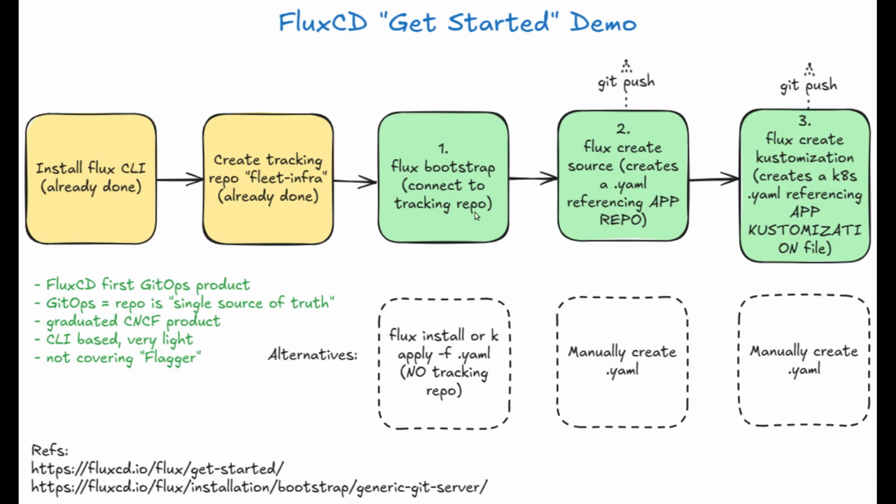There are some alternatives to all of this, by the way, which I won't be covering, but it's important that you know. When we bootstrap, when we install Flux to the cluster, all the controllers that are part of Flux, and we connect it to the tracking repo, you can actually do this another way. You can just do flux install, and it will install all the controllers and the associated Kubernetes resources to the cluster, or you can do kubectl apply -f with a YAML file which contains all the different resources. But if you do it this way, there will be no tracking repo, just to let you know. It'll just install to the cluster, but it won't be using a tracking repo as a single source of truth.